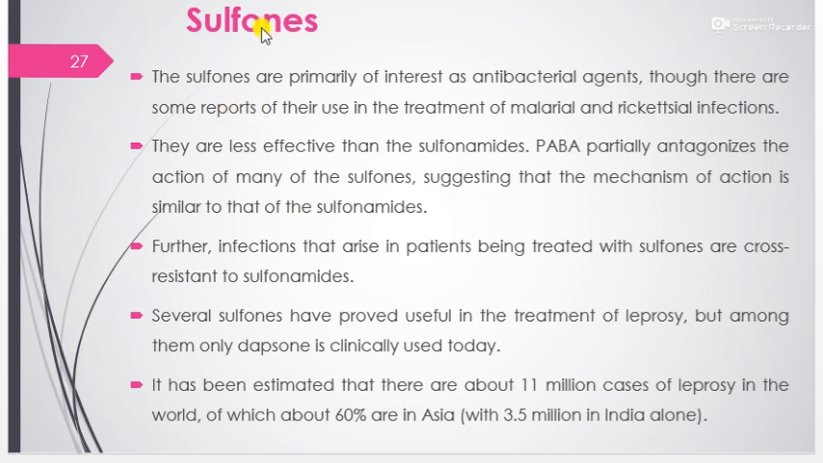The next part we have to study is the sulphones. The sulphones are primarily of interest as antibacterial agents, though there are some reports of their use in the treatment of malaria and rickettsial infection. They are less effective than the sulfonamides. Para-aminobenzoic acid, that is PABA, particularly antagonizes the action of many of the sulphones, suggesting that the mechanism of action is similar to that of the sulfonamides. Further, infections that arise in patients being treated with sulphones are cross-resistant to the sulfonamides.